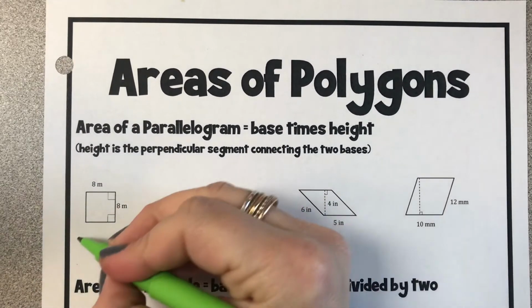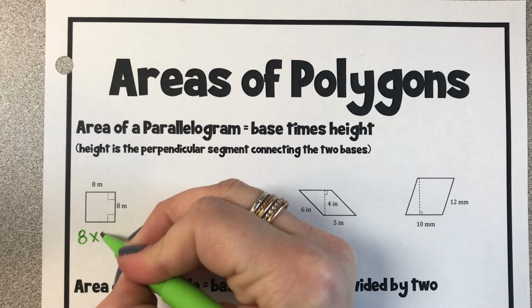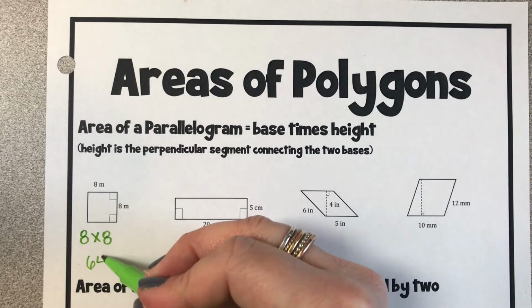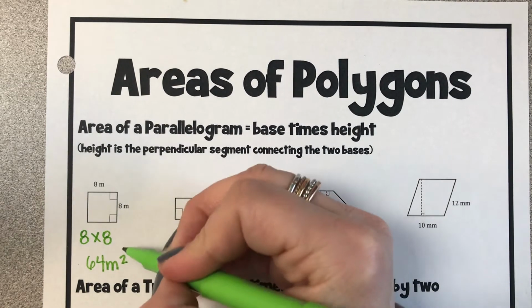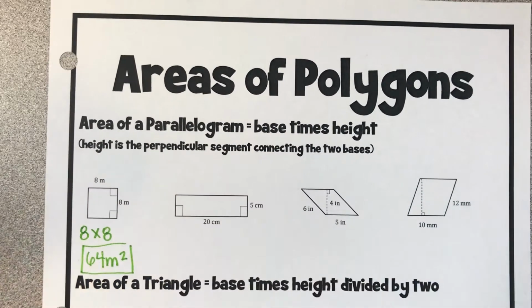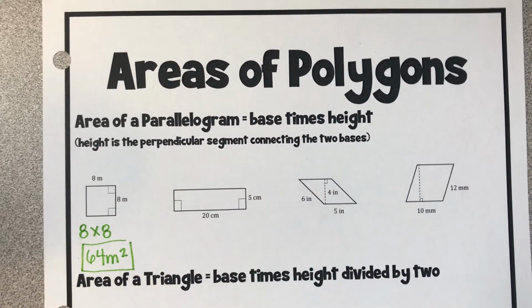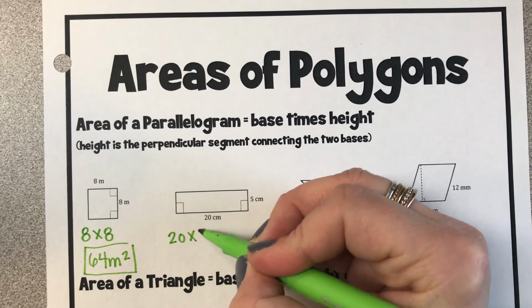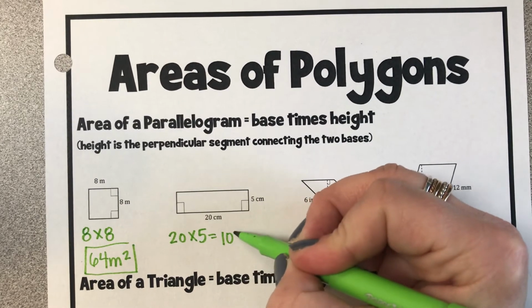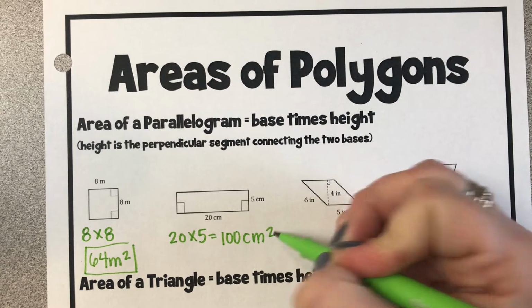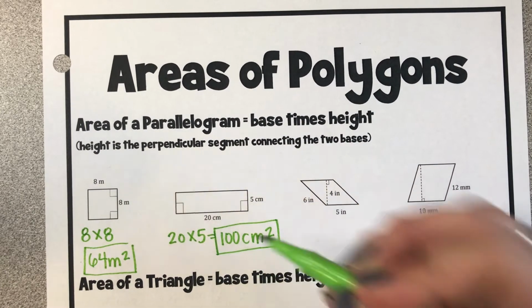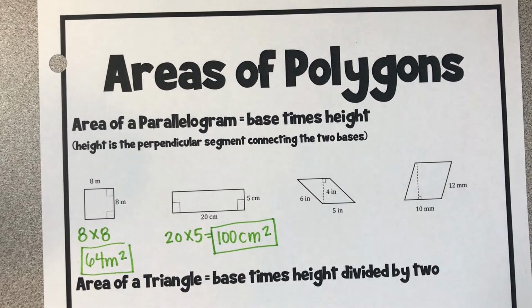So on this one, length times width is 8 times 8, right? Base times height. So this would be 64 meters squared. On the second one, base times height, 20 times 5 is 100 centimeters squared. Whenever it's area, you write the unit squared.